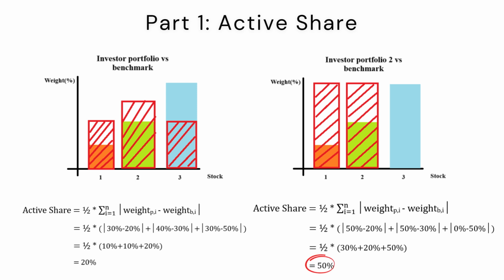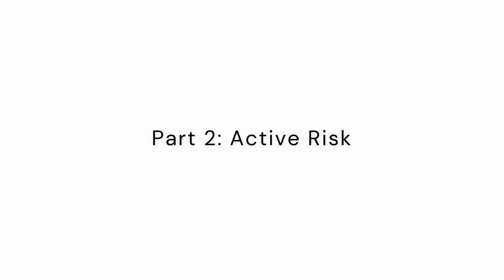When there are fewer stocks in a portfolio, the weight differences versus the benchmark are more extreme. Since we take the absolute value of these differences, active share increases when the investor portfolio is more concentrated over fewer stocks. Part 2. Active risk.